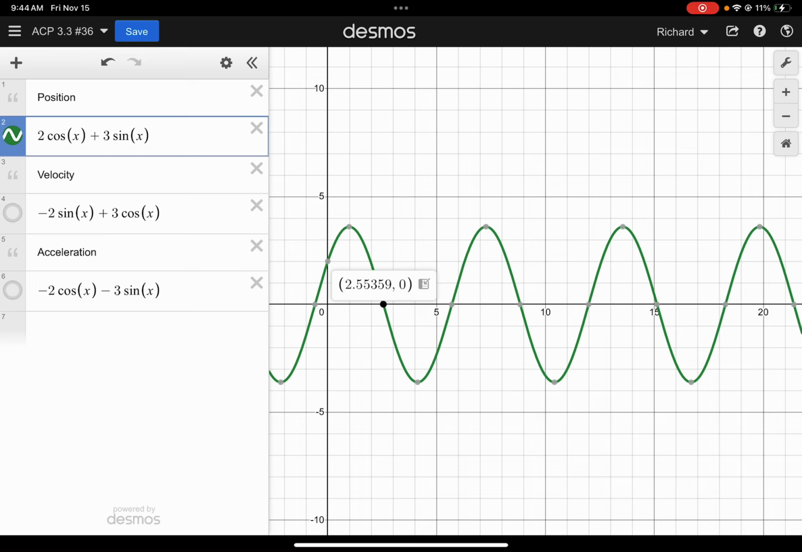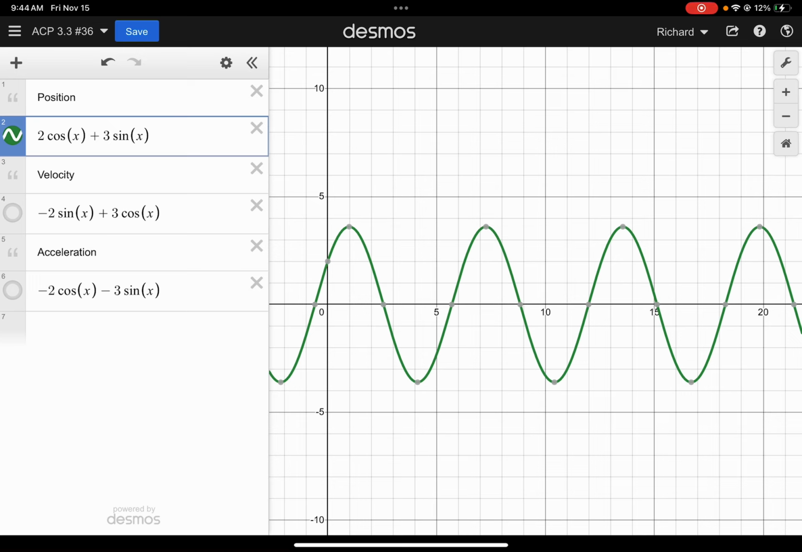Then it says, how far from equilibrium does the mass ever travel? Really, it's just asking the amplitude, and so that would be 3.6 approximately, right?